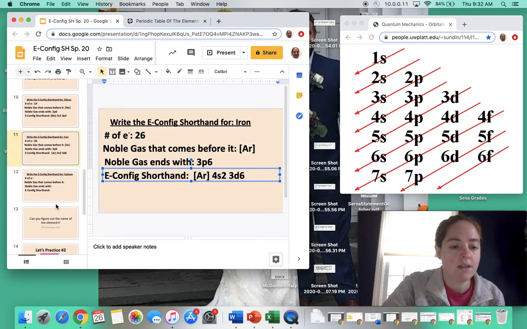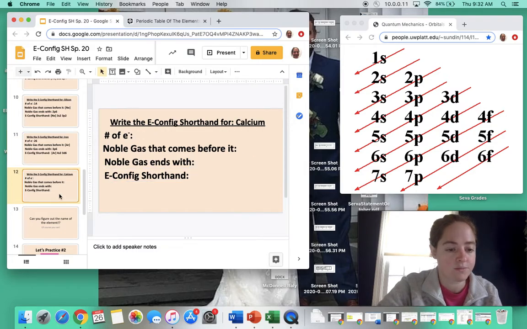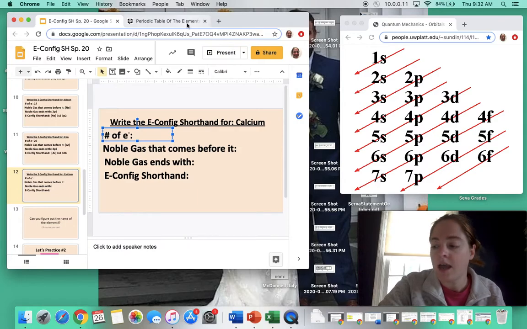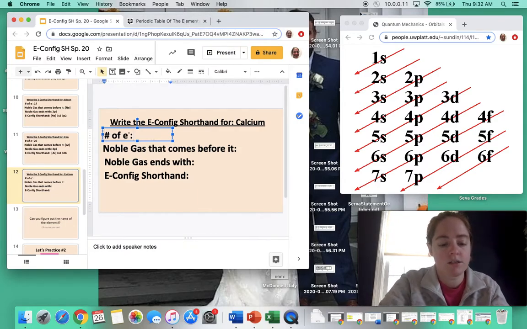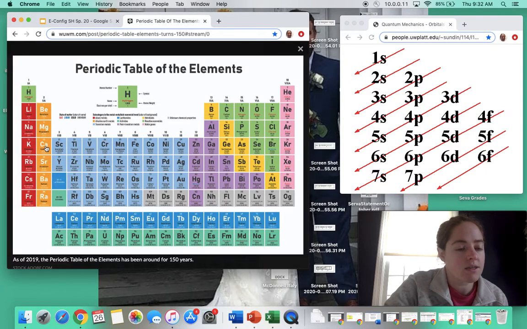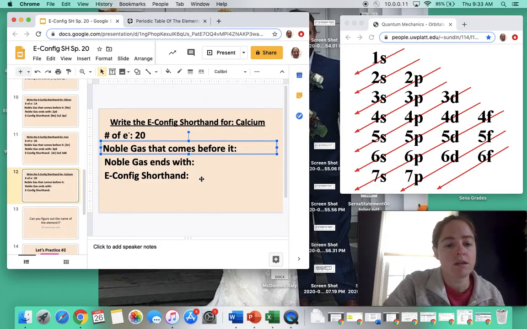Okay. Let's try one more together. Let's try calcium. How many electrons does calcium have? Calcium is number 20, so it has 20 protons, so 20 electrons. The noble gas that comes before calcium, calcium is right here, so we need to backtrack 20, 19, 18. So argon is the noble gas that comes before it.